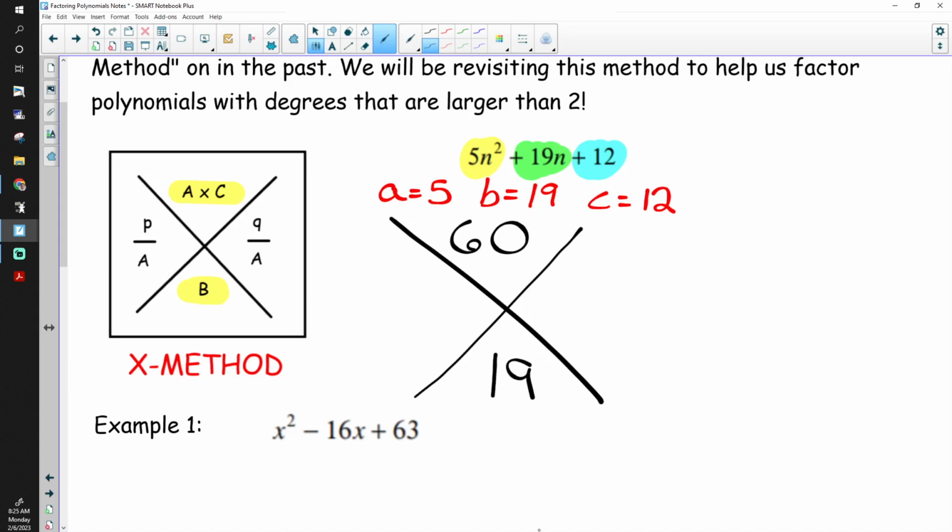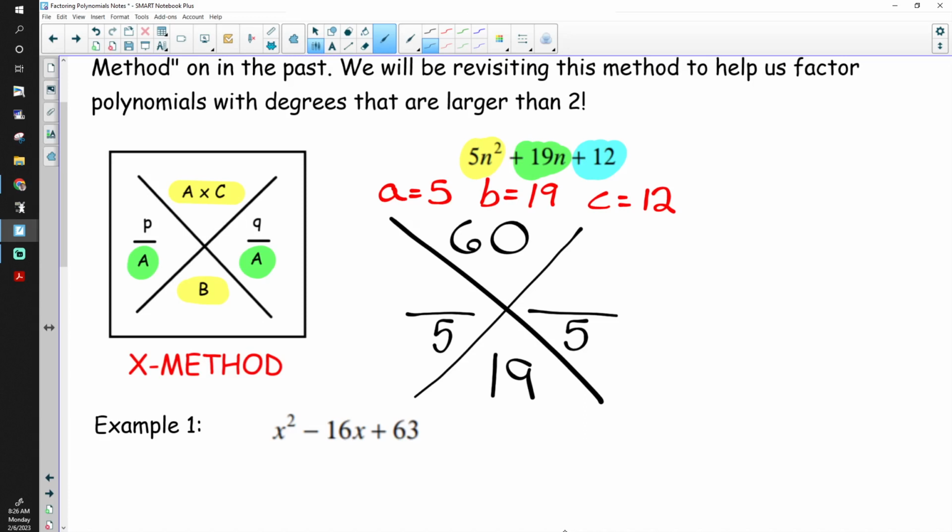The last thing we need to do to set up our x method is make sure that we divide both sides by the a value. So right here, divide both sides by a. So we do over, and our a value is 5. We need to make sure we divide both sides by 5.